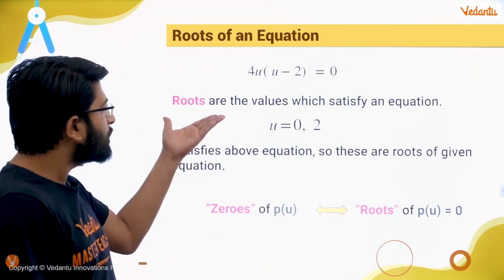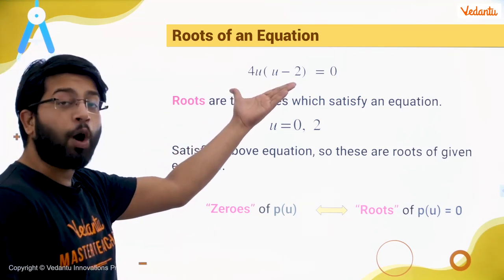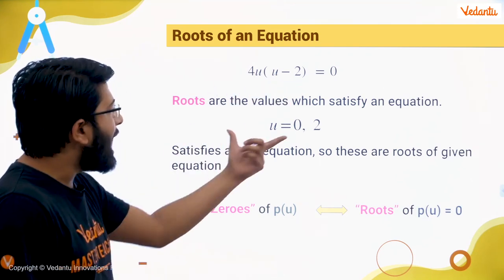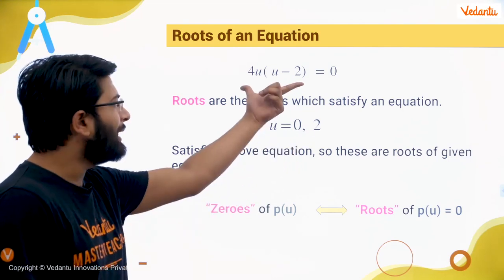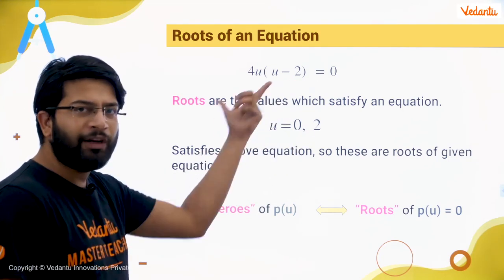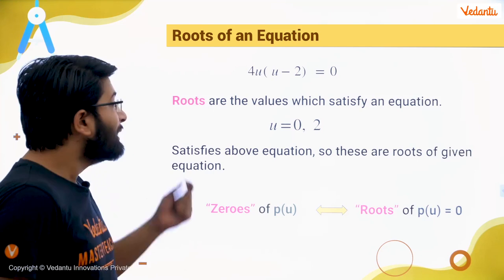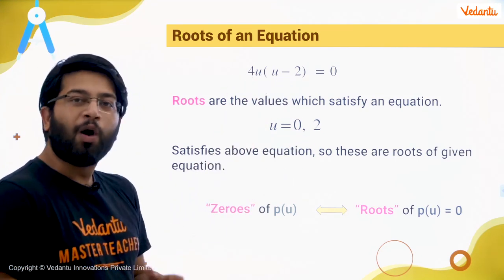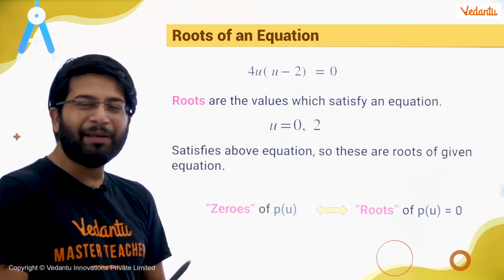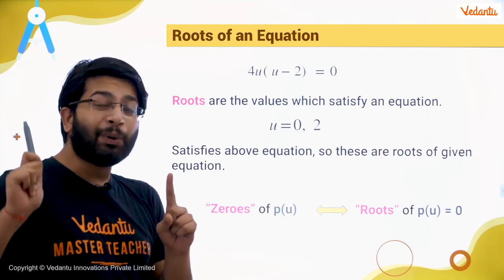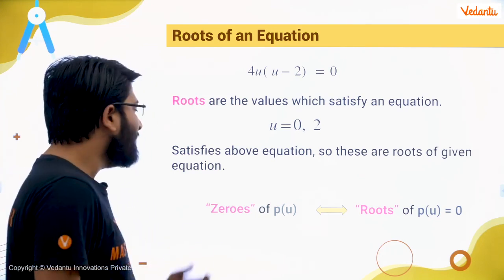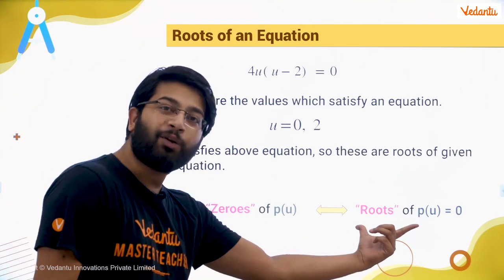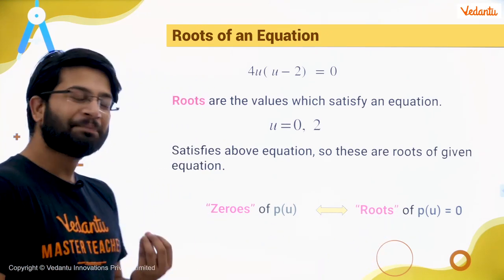Now roots are what? Roots are the values of the variable which satisfy this given equation. Let's say if I put u equal to 0 and 2 in this equation, both sides will be equal to 0. This means that 0 and 2 are the roots of this equation. After understanding the meaning of zeros of the polynomial and roots of an equation, we can say that zeros of the polynomial are nothing but the roots of the equation. Very easy.